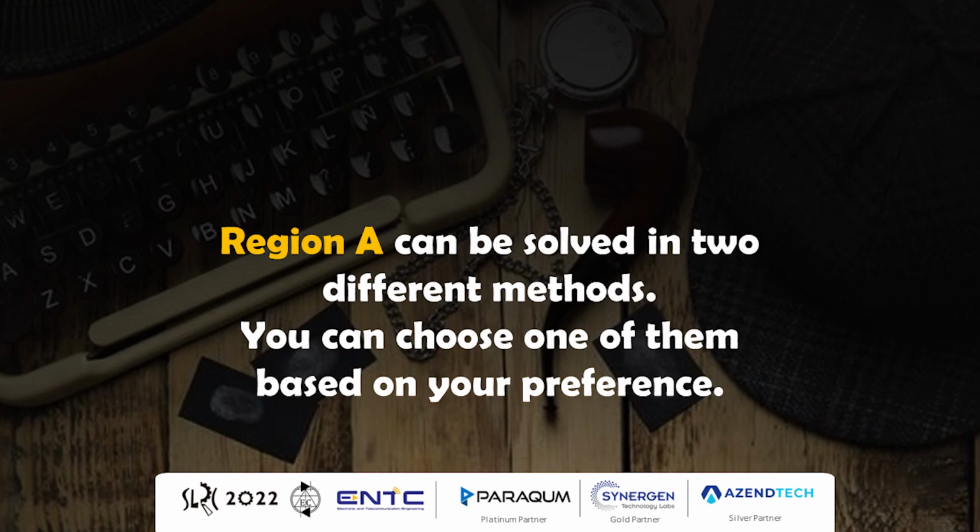Let us move on to the task in Region A. You can choose one between 2 options to solve the Region A task according to your preference. Both methods carry equal marks. One is a simulation on VBots. The second method is a physical task. At the start of the game, you will be given 2 numbers. First, let us have a look at the simulation task.